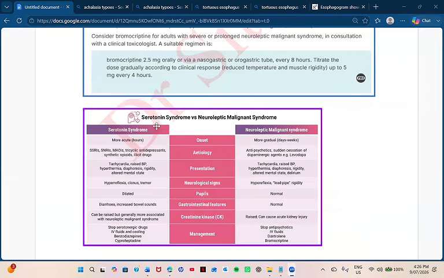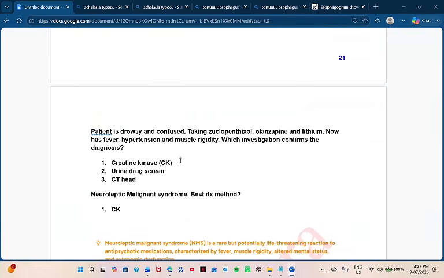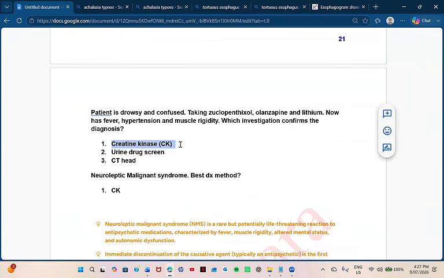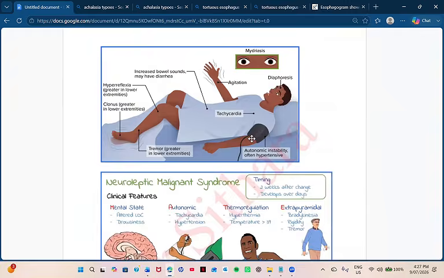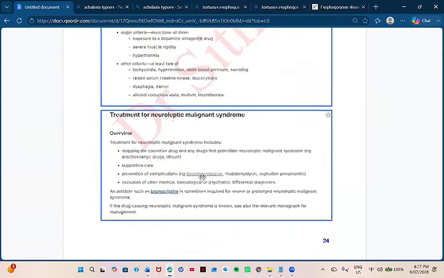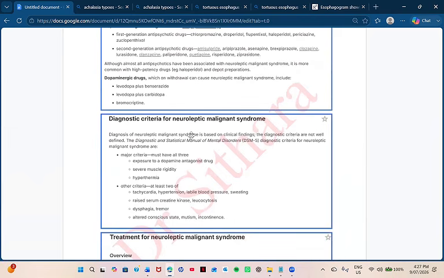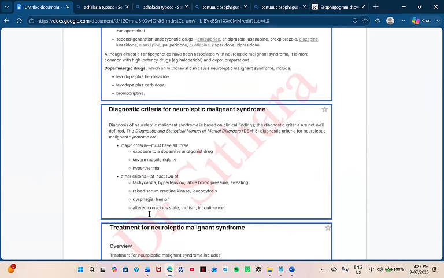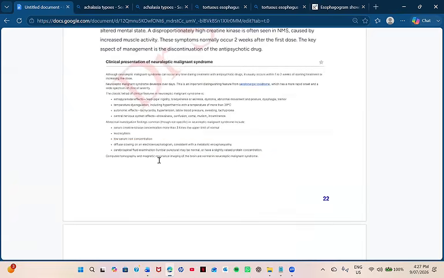Yes, bromocriptine. Yeah, that is the way. In the given options, we can check the CK, but to confirm the diagnosis, it's usually based on the clinical findings, right? So: exposure to dopamine antagonists, severe muscle rigidity, hypothermia, and these things. This is the diagnostic criteria. Other than that, the others are non-specific.